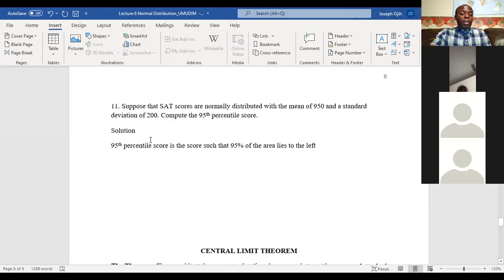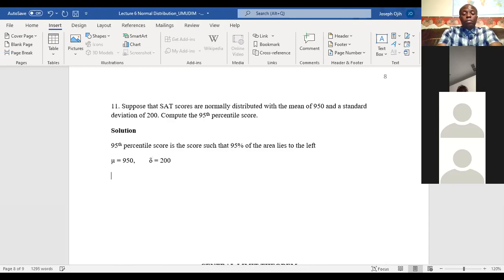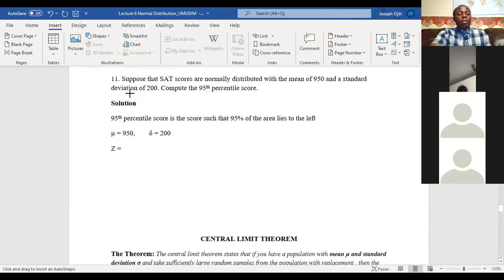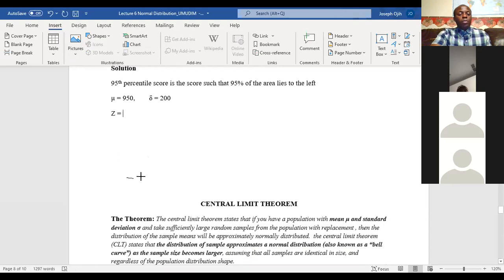So having said that, we can now start just like before. The mean score is 950, and the standard deviation of that score is 200. So let us find our Z first of all. To find the Z, we need to draw our bell curve, starting from here, and we'll go this way.